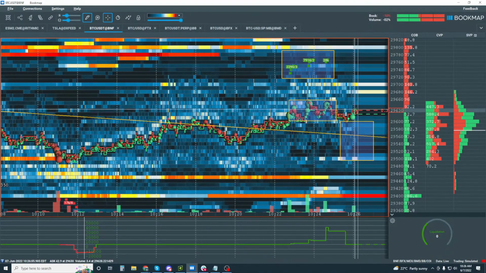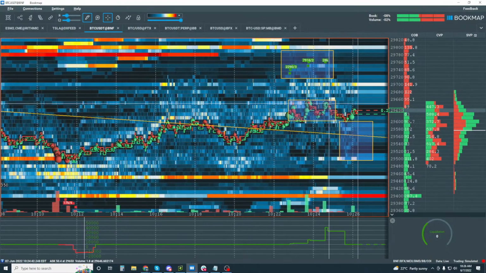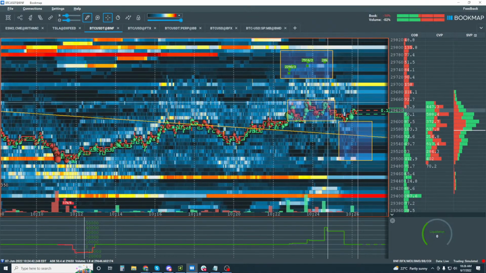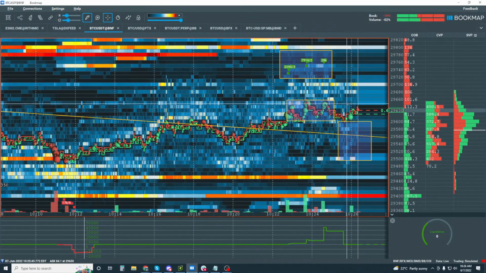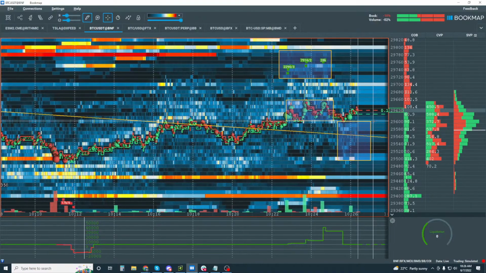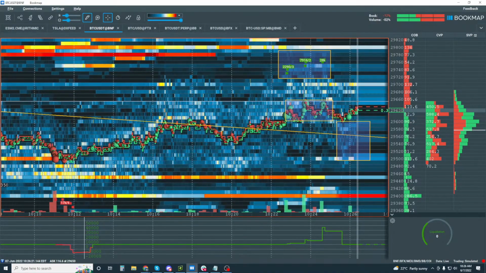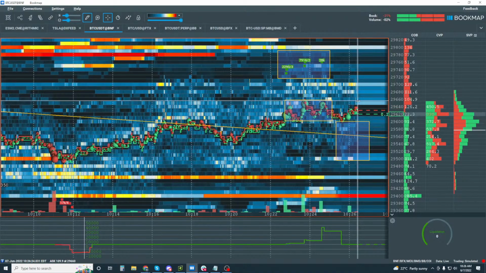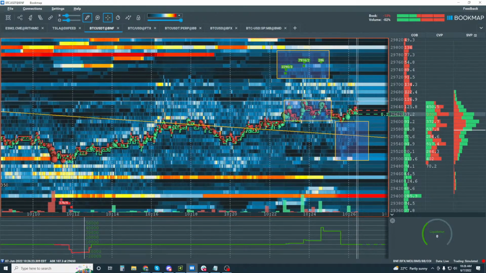Okay, we're starting to see a little bit more buying, and if we can get a little bit more buying up here now, then I would be looking for the breakout. I want to see the buyers up here around the 650, 660 area.